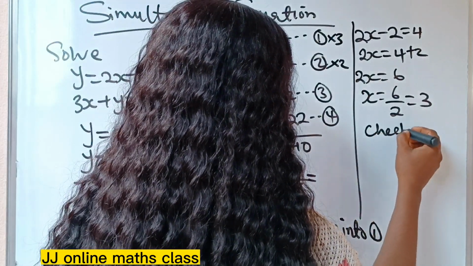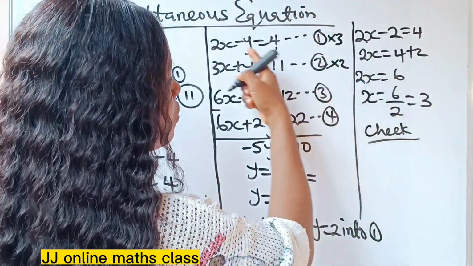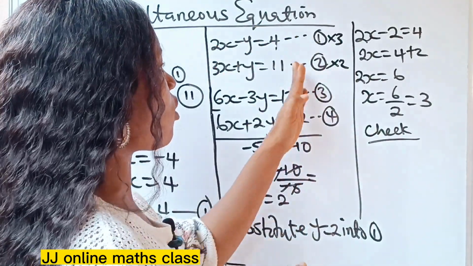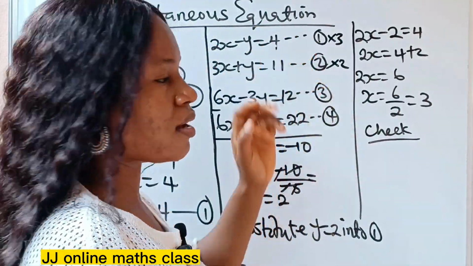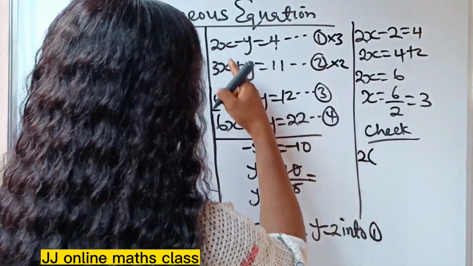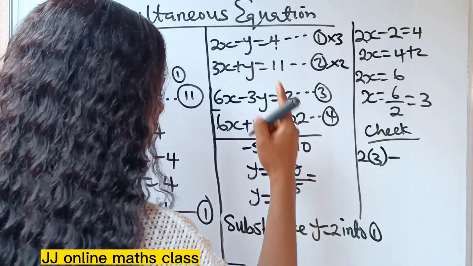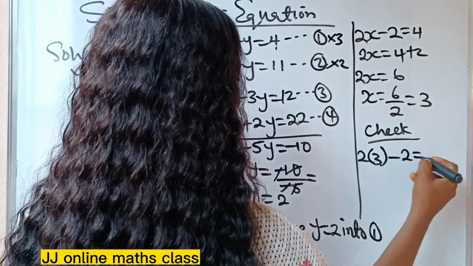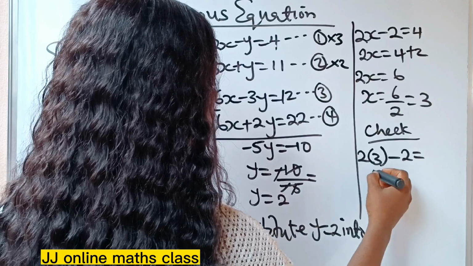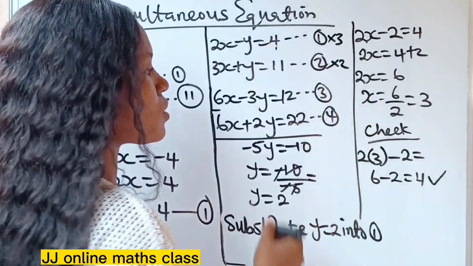Let's check. How do we do that? Let's put these values into any of the equations to see if we get the solution. We choose equation 1. We have 2 brackets, our x is 3, minus our y, which is 2, is equal to, 2 times 3 gives us 6, minus 2 is equal to 4, and that is exactly what we have here.